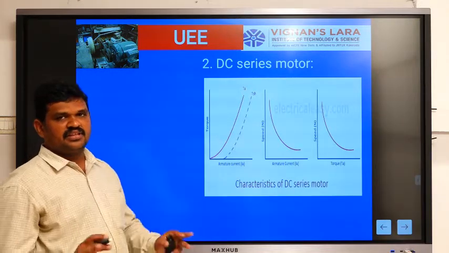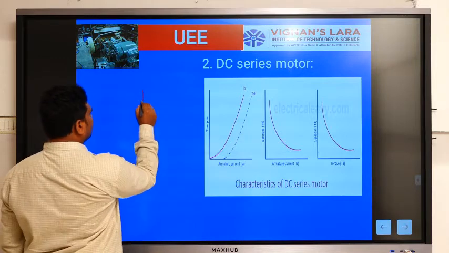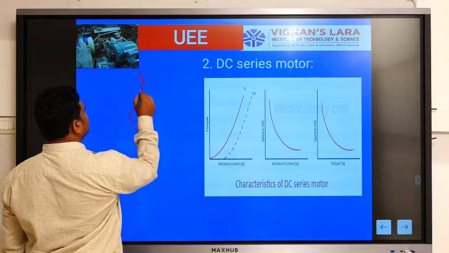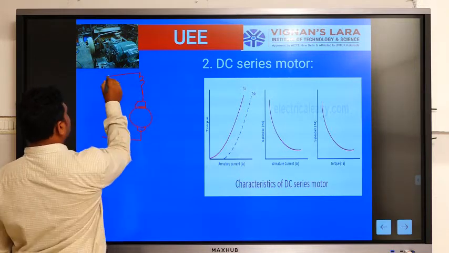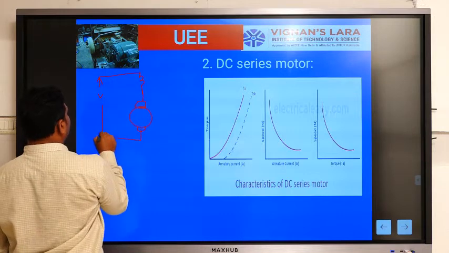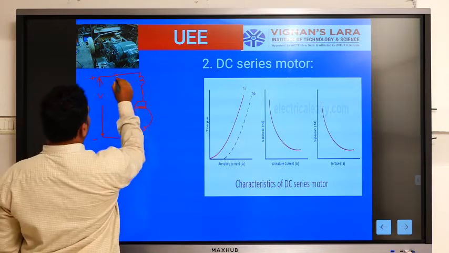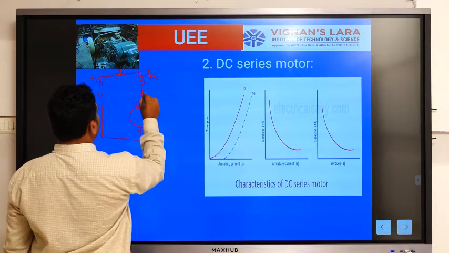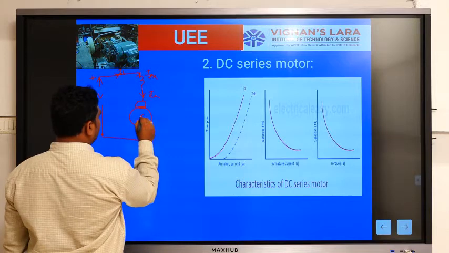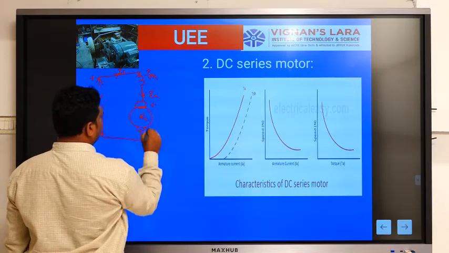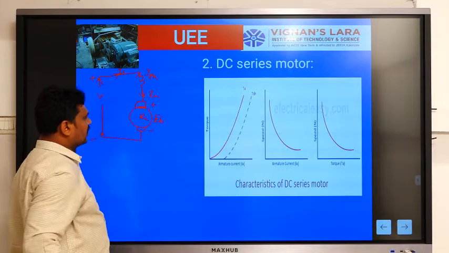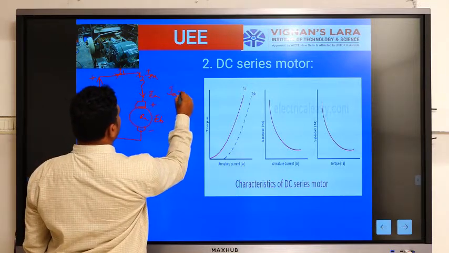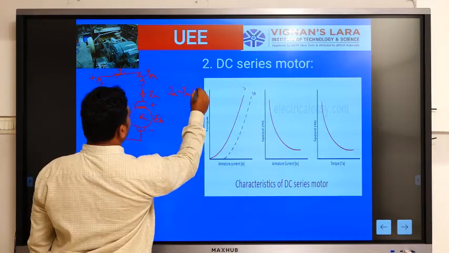The series machine means the field winding is connected in series with the armature. The voltage, positive and negative. It is IL, the load current. This is the series field current. It is IA, the armature current, and it is the back induced emf. Now when you observe this, IA is equal to ISC is equal to IL.